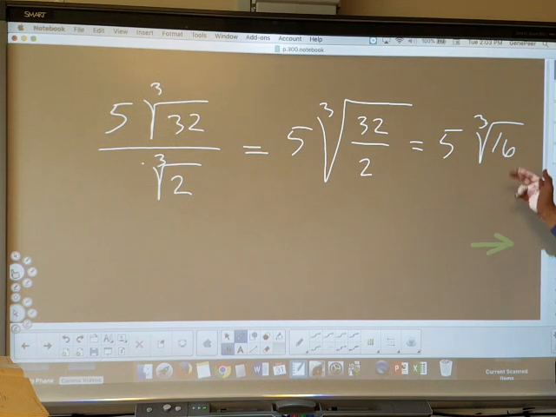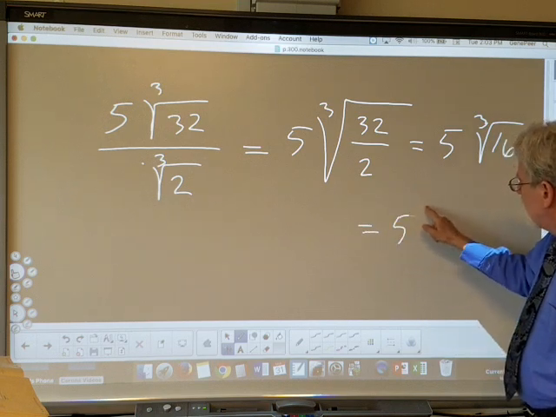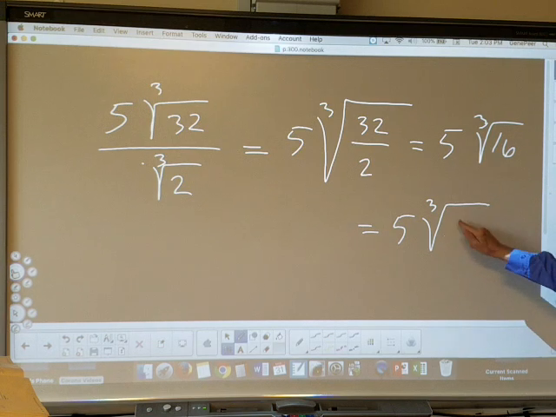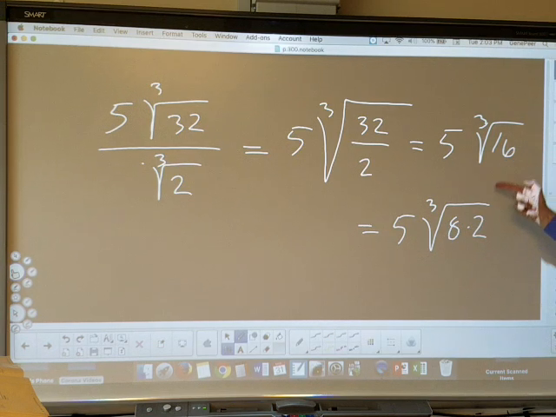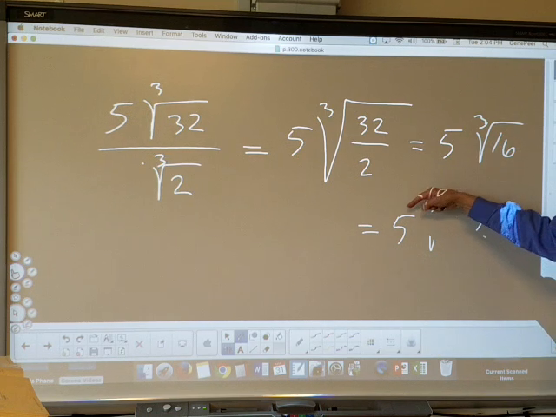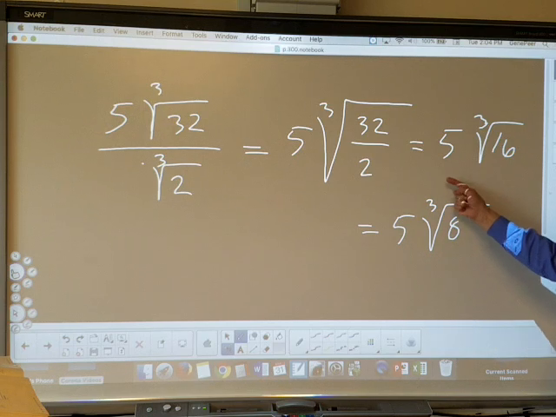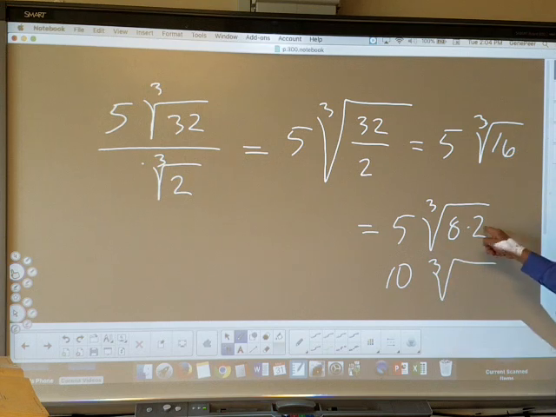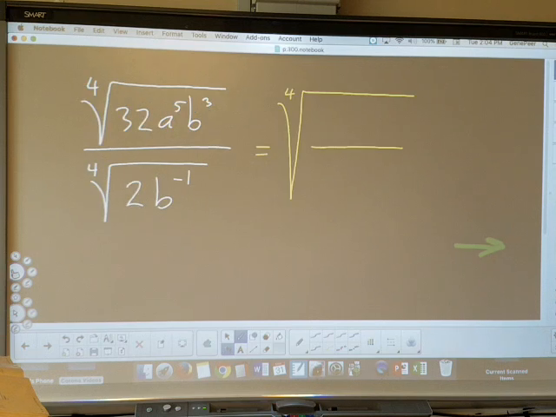Well, what cube goes evenly into 16? 5 times the cube root of 16. Ooh, how about 8 times 2? Because we know the cube root of 8 is 2. Pa-ching! Pops out. Oh, don't forget, multiply that new 2 by the old 5. And inside we're stuck with this poor 2. It can't come out. 10 times the cube root of 2. We're done. And we move on to this one.